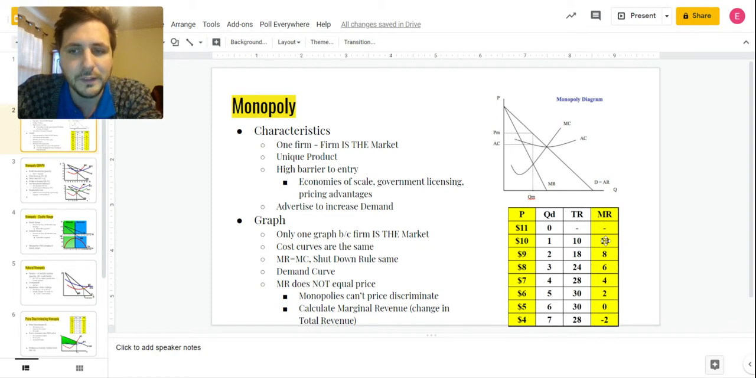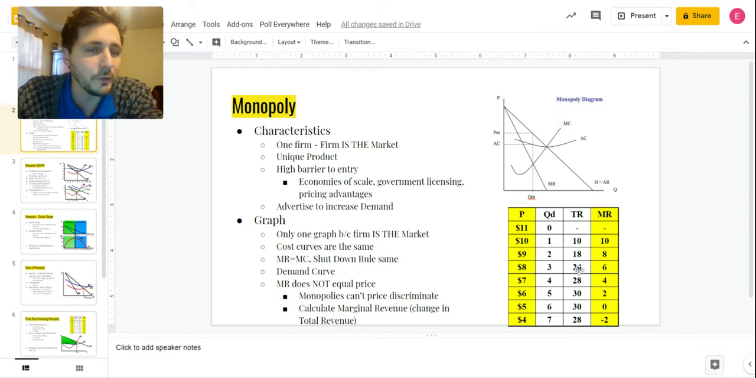This one went from nothing to 10 to 8. If I go to the third one, it's $8, right? I get 3 people buying it. I can't price discriminate. I can't charge the first person 10, the second person 9, the third 8. I have to charge them all $8. So 8 times 3, or 24, is our total revenue, right? Price times quantity equals total revenue.